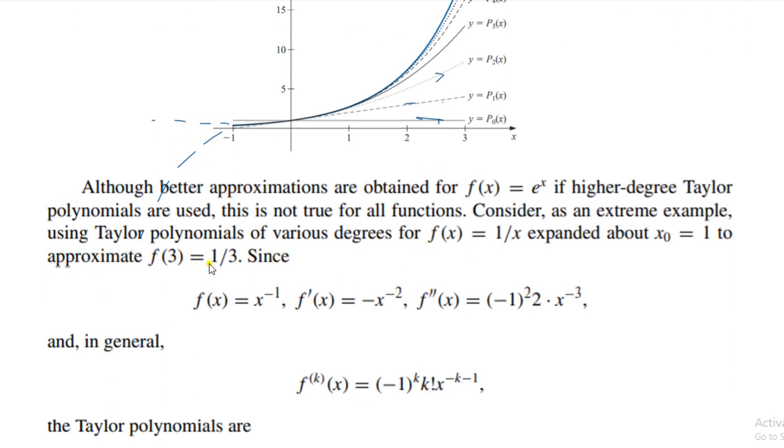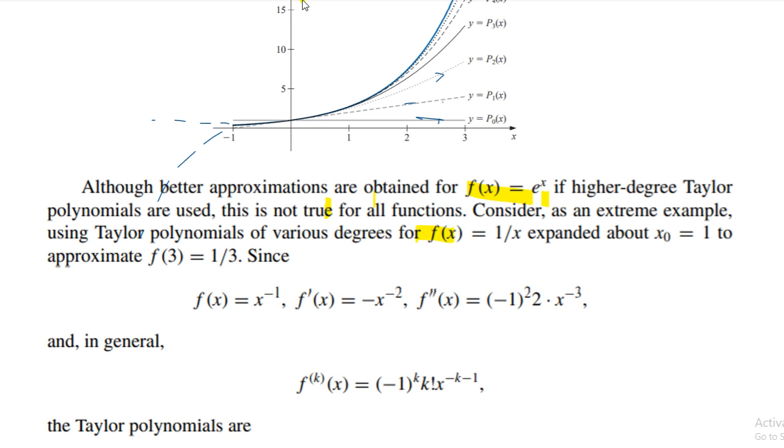So better approximations are obtained for this function if the higher order Taylor polynomials are used. Like here we use P5, which is very close to the function, but P0, P1 were not very good approximations, right? But this is not true for all functions. There are some functions whose approximations are very bad, even if I take higher order polynomials. So he gave this example.